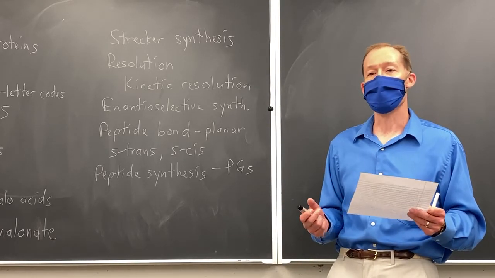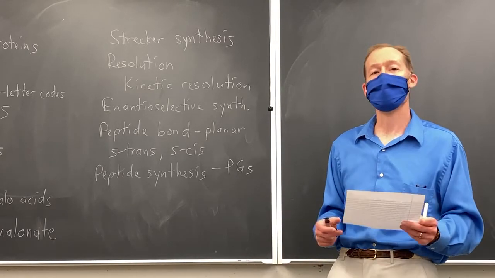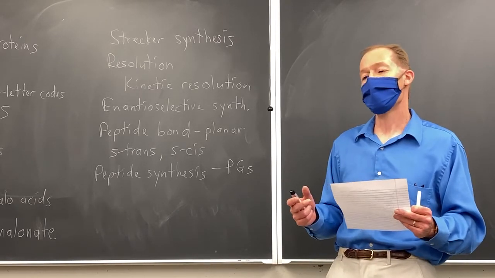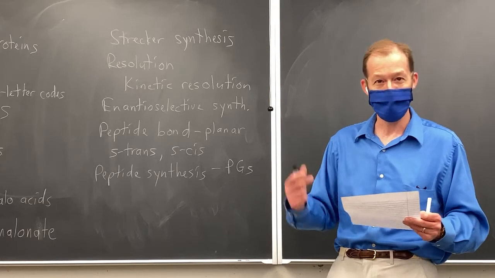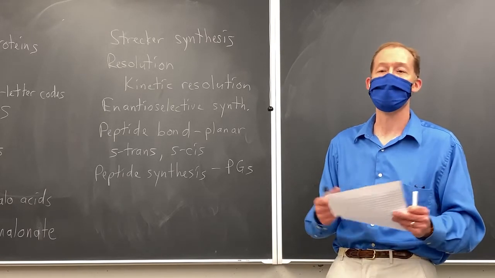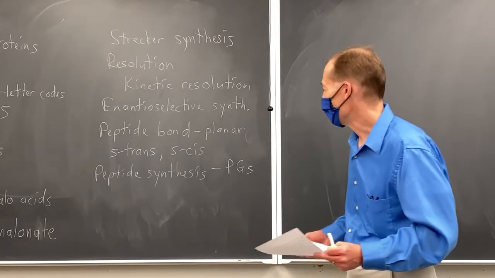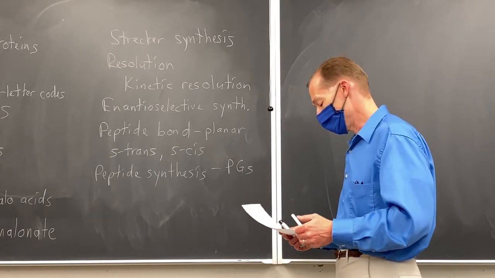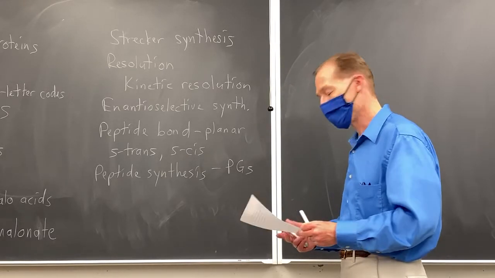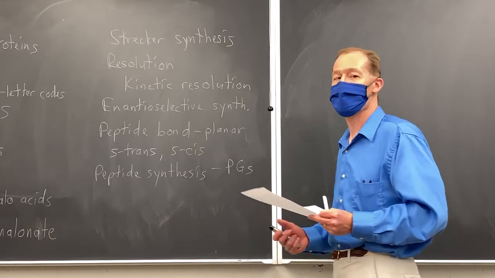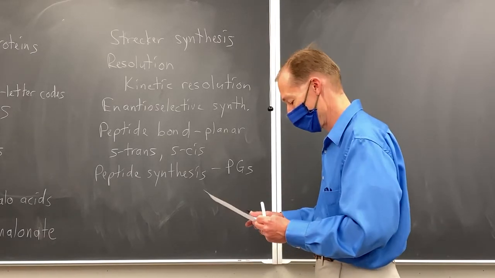You're going to have to protect certain functional groups. You're going to have to form amide bonds. And then you're going to have to deprotect functional groups. Sometimes you'll want to deprotect one functional group, sometimes both. And so you have to understand the protecting groups, their structures, how to install those protecting groups, and how to remove those protecting groups.